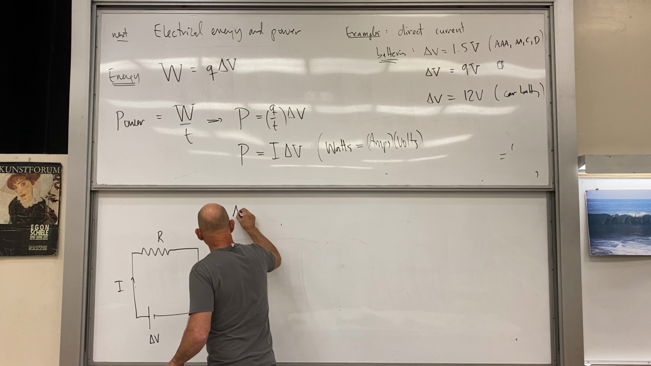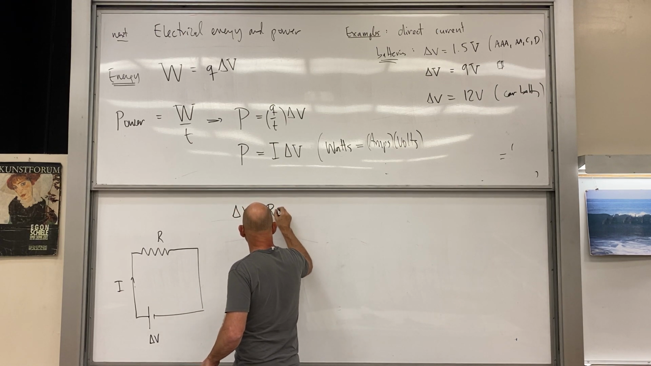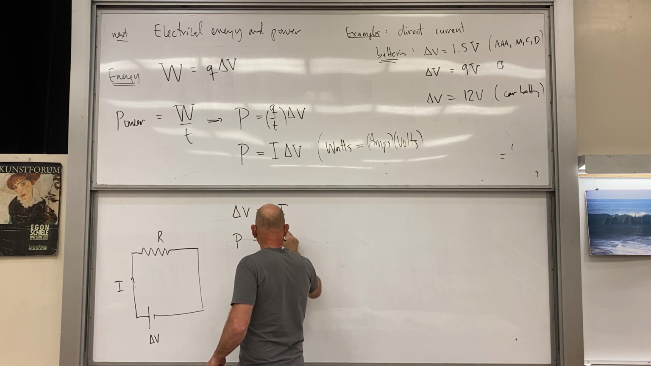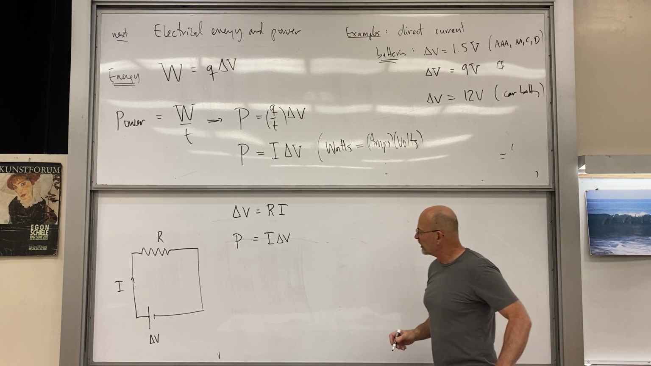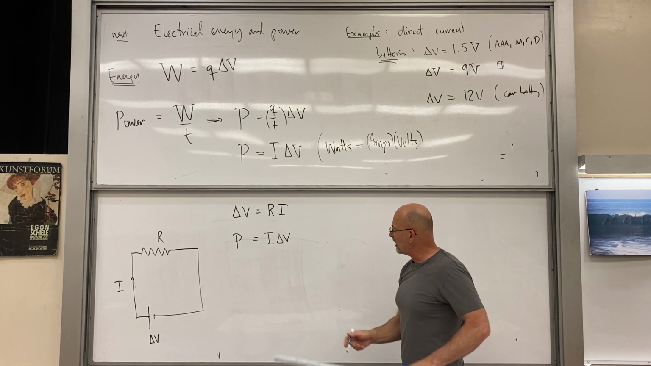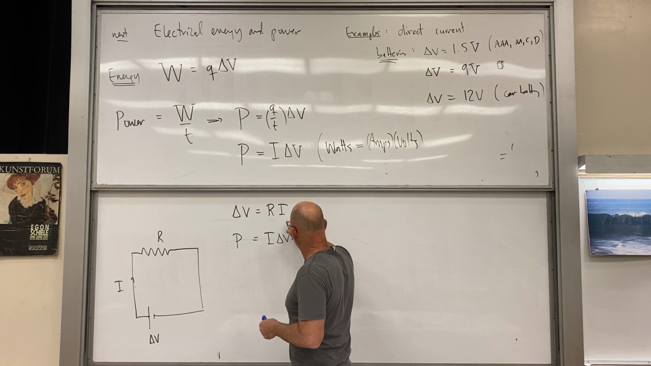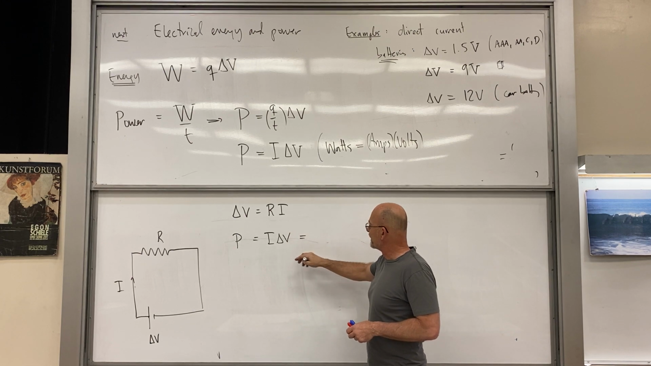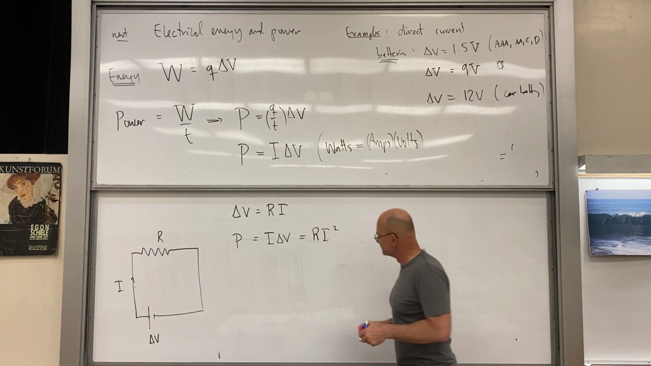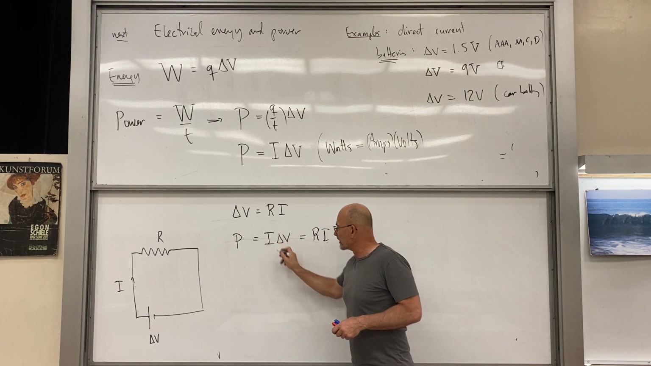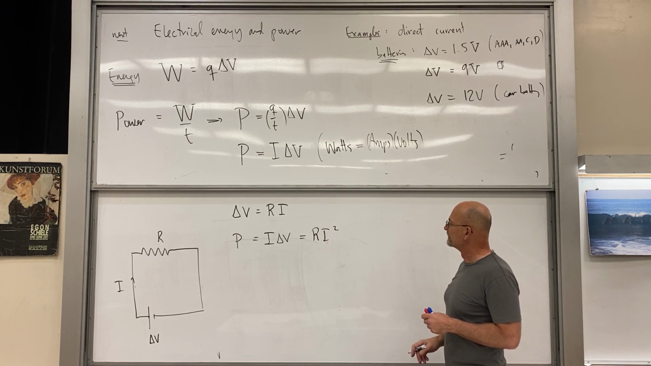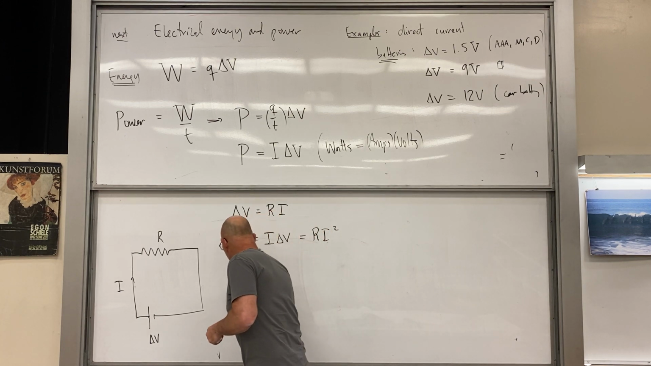So we have Ohm's law, and then we have power equals I delta V. We already see immediately that we could put the delta V in here from Ohm's law, and we would have I times R times I, so R times I squared. They're equivalent, but they're often used in slightly different situations, so you have to be careful. But here we go.